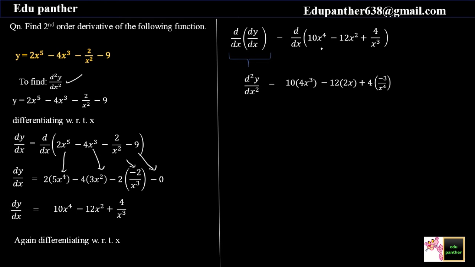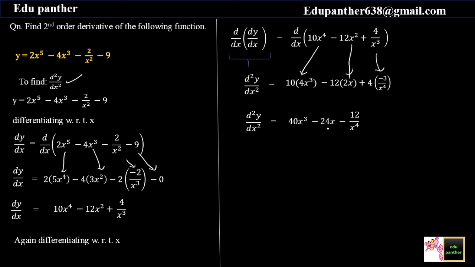So take derivative of each term. Derivative of x raised to 4 is 4x cube, derivative of x square is 2x, and similarly this 4 is constant, keep it outside, and derivative of 1 upon x cube is minus 3 upon x raised to 4. So now we have calculated the second order derivative. We just have to simplify the expression.